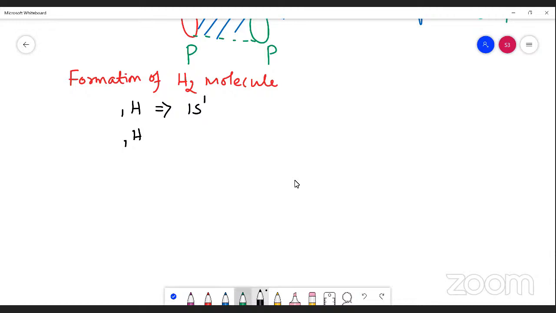In the same way, this hydrogen also consists of 1s1. Now I will show the hydrogen in various atomic orbitals.